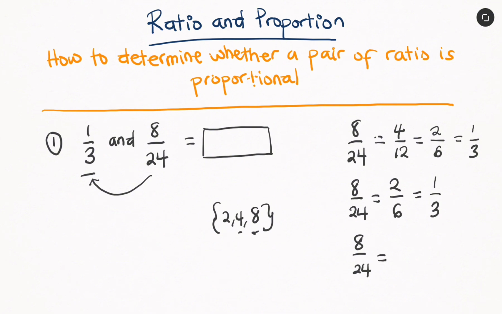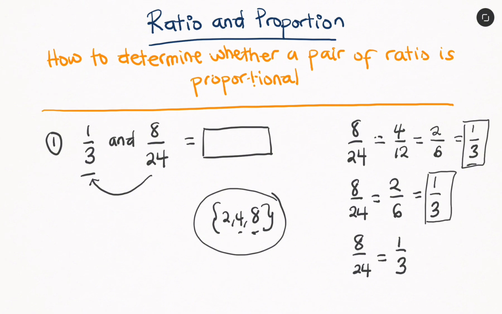So if I use 8, 8 can divide itself once, and then 8 can go into 24 3 times. And so regardless of any factor that I use, I'm still going to get 1 over 3 as my final answer if I break 8 over 24 down. So if I break 8 over 24 down, I'm going to get 1 over 3. So this is equal to 1 over 3.